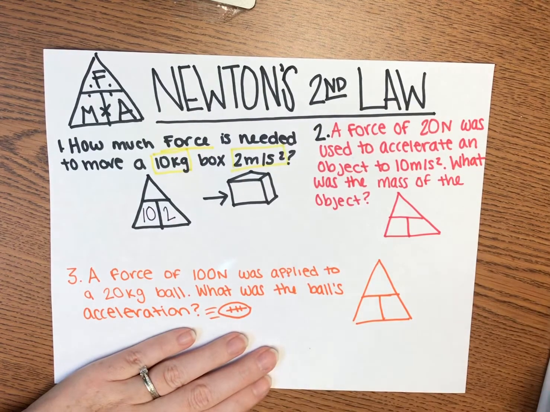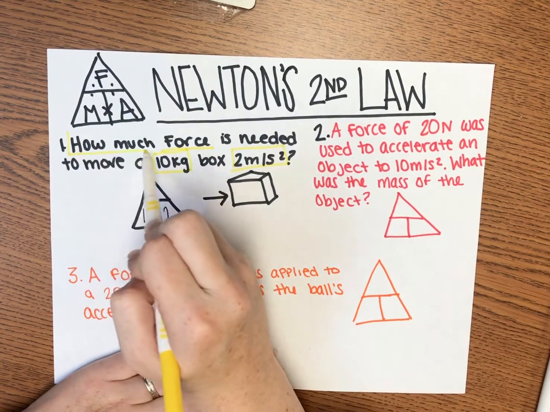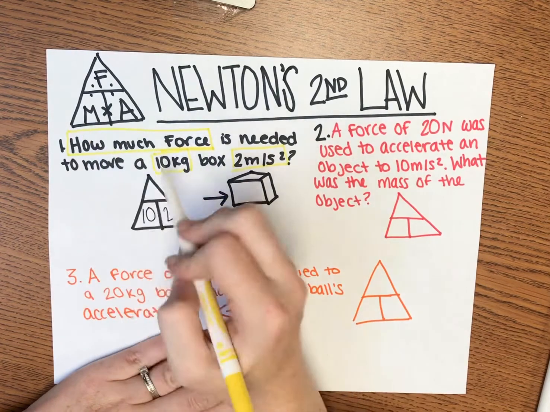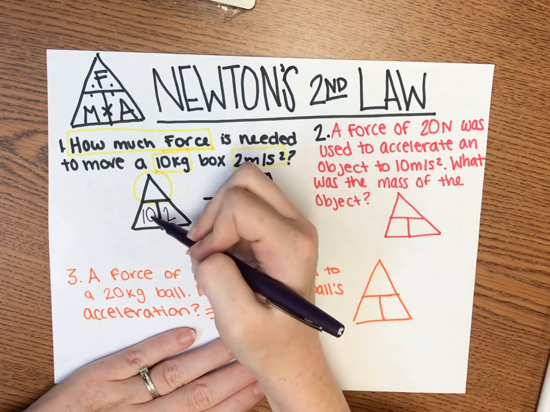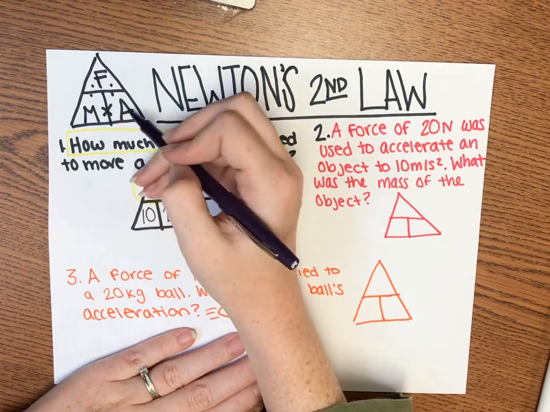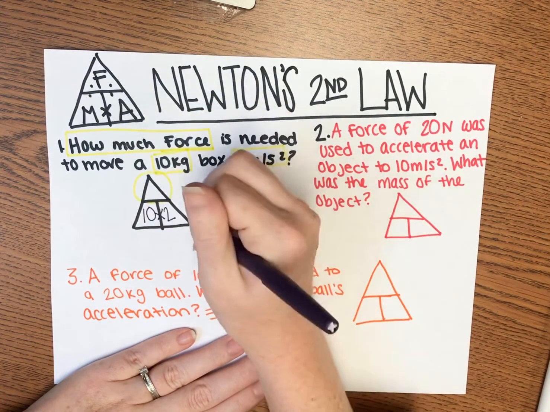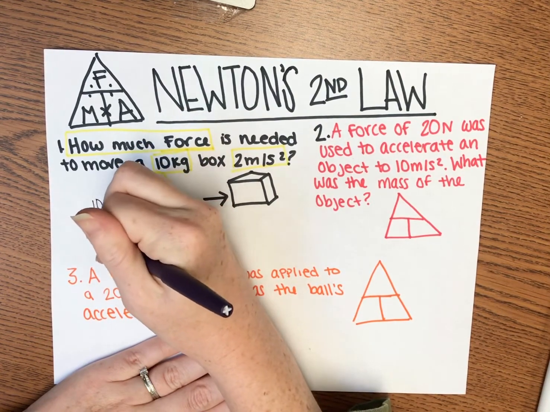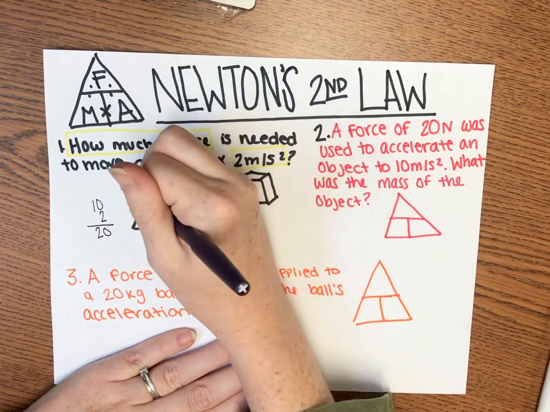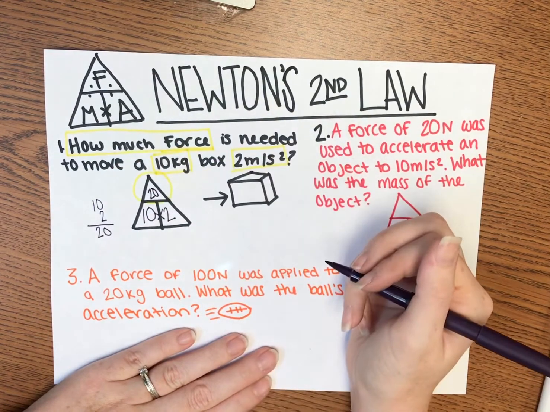And it tells you what you're solving for. It says, how much force? So we know that we're looking for this number up here at the top. So remember, if the numbers are side by side, just like this, we multiply. So that would be 10 times 2, and we would solve, and we would get 20.